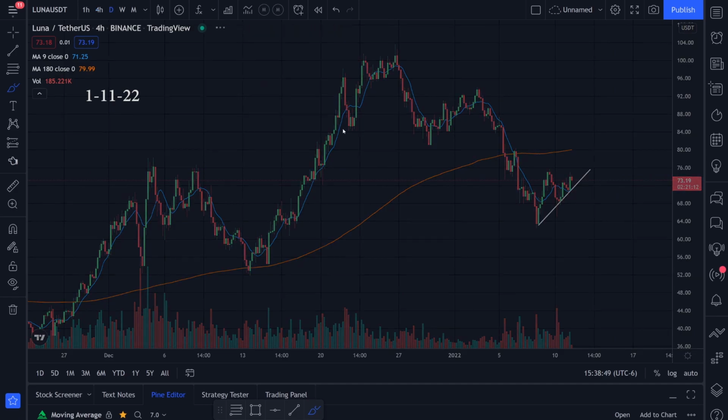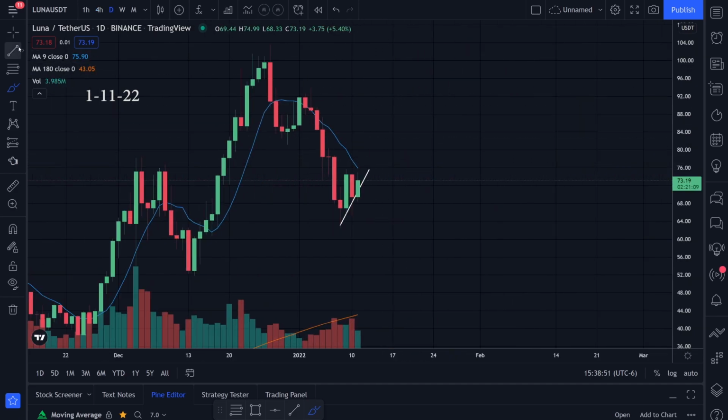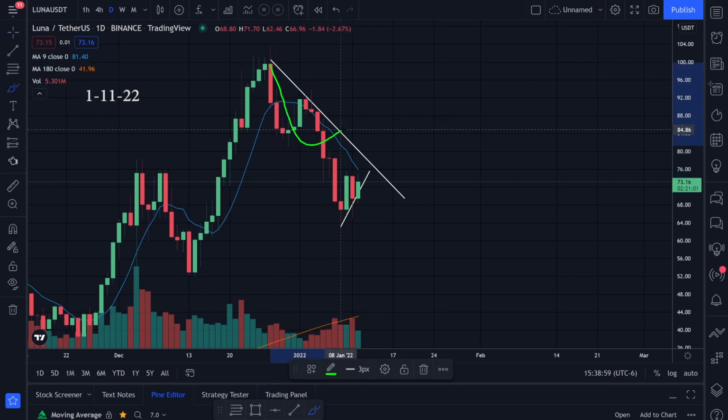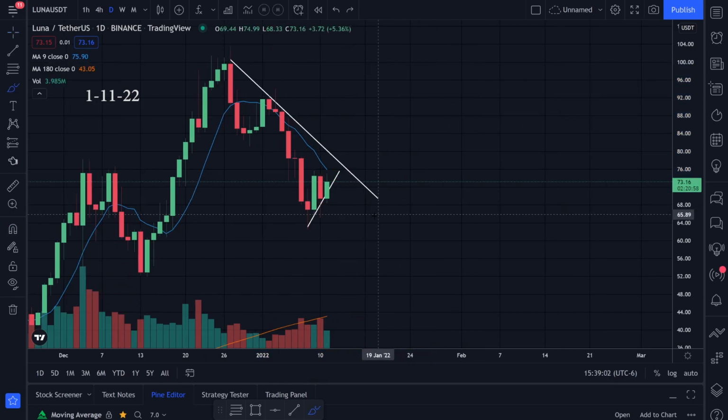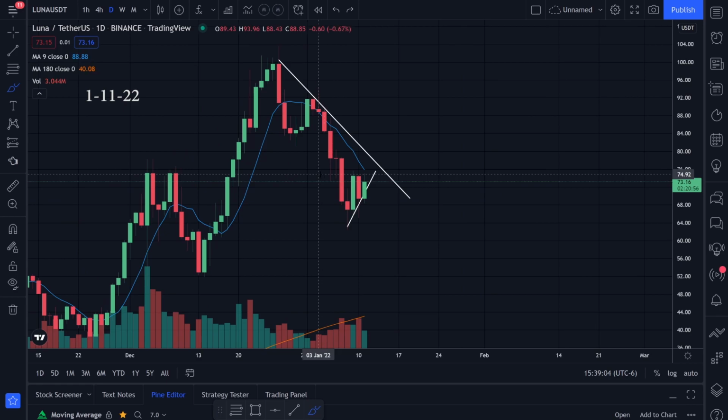I think if we zoom out, we have to be kind of skeptical about what's going on because we have resistance right here, resistance right here. I'm on the daily time frame right now, and let's watch this trend line, something like this. Until we break this bigger downtrend going to the upside, I'm going to be kind of skeptical on what's going on.